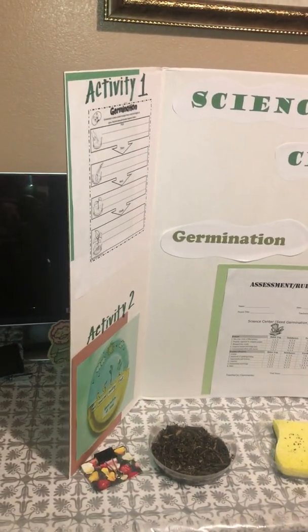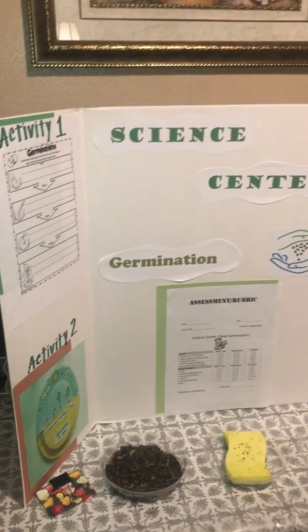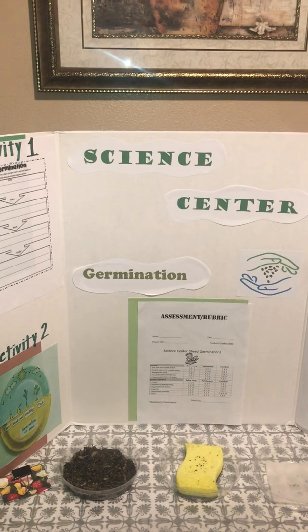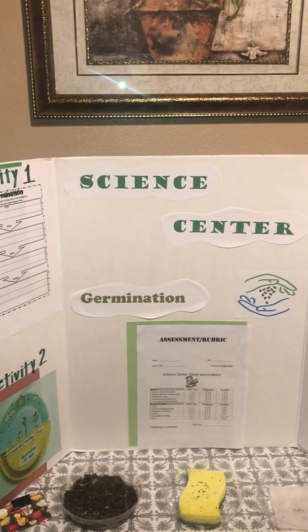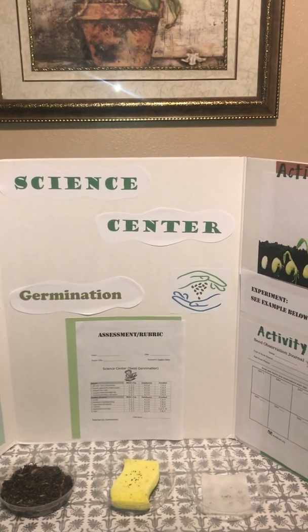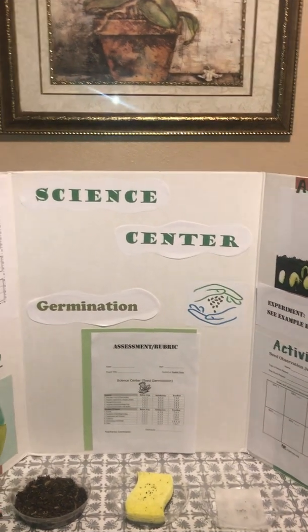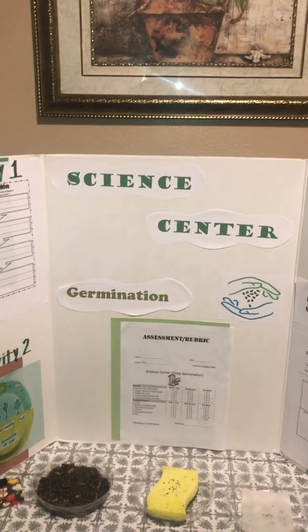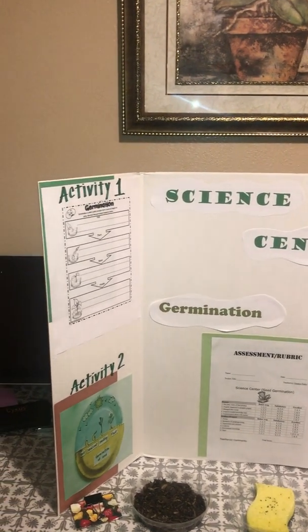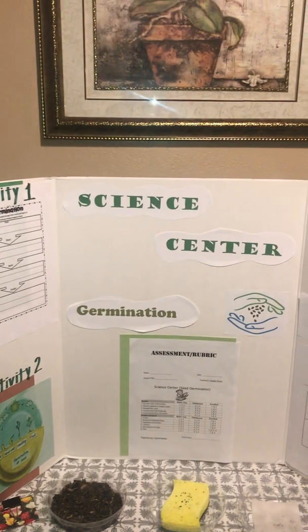So again, this is my Science Center assignment. It's geared for the third grade. The general topic is germination, and specifically we're talking about the inheritance and variation of traits, life cycles and traits to be exact. The NGSS information is 3-LS3-2, which is to use evidence to support the explanation that traits can be influenced by the environment.